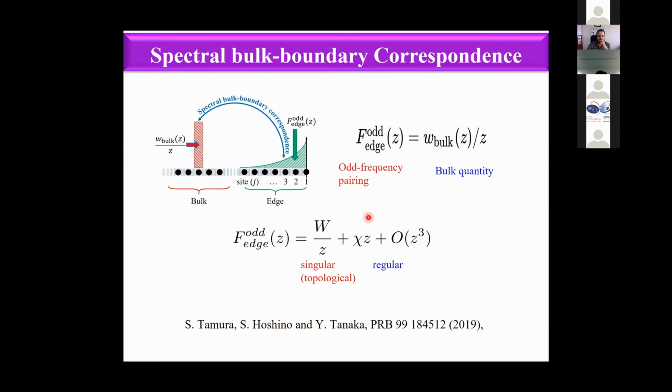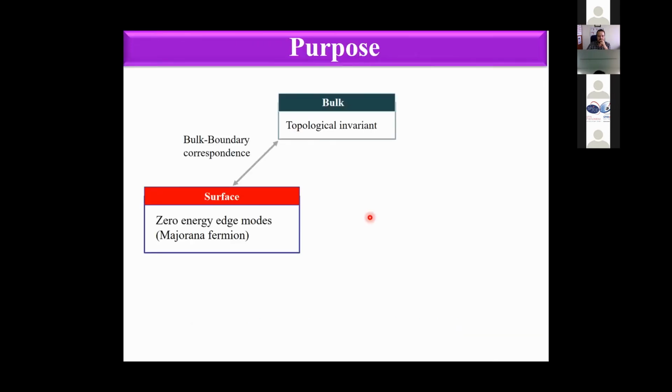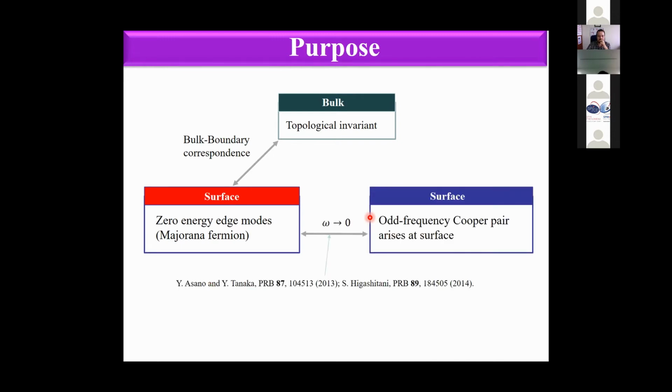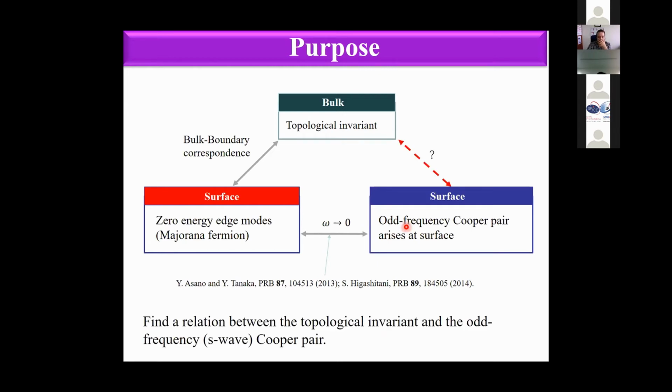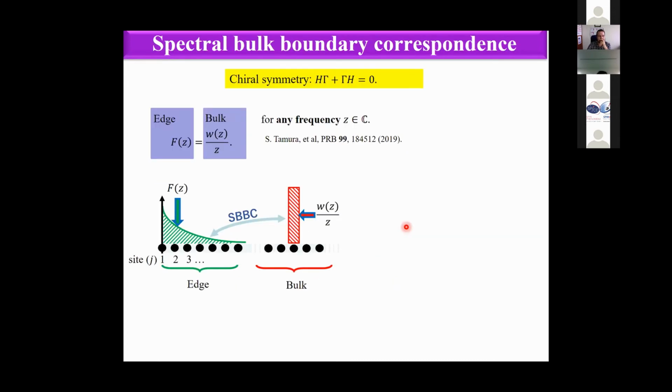So I would like to mention Tamura-san's work from now. We know that there is a good correspondence between bulk topological number and zero energy edge mode, from bulk boundary correspondence. On the other hand, we have clarified, and other works by Asano-san or Higashitani-san mentioned, that zero energy surface edge mode is closely relevant to odd frequency Cooper pair arising at the surface. So how about the relation? Is there any direct relation between bulk topological invariant and odd frequency Cooper pair arising at the surface? We find a relation between the topological invariant and the odd frequency S-wave Cooper pair. So let's briefly mention what Tamura-san has done.